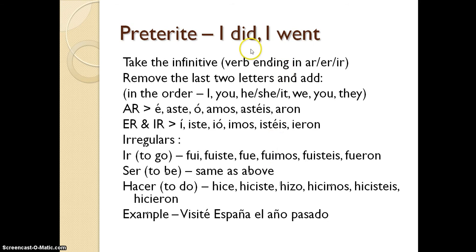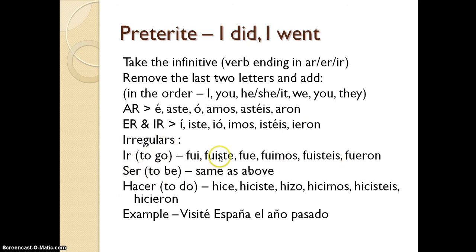Preterite tense, I did or I went, finished in the past. Again, we take the infinitive, verbs ending in AR, ER, and IR, remove these last two letters, in the same order: I, you, he, she, it, we, you, and they. For AR, it's é, aste, ó, amos, asteis, aron. ER and IR: í, iste, ió, imos, isteis, ieron. Irregulars might be ir, to go, which goes to fui, fuiste, fue, fuimos, fuisteis, fueron, and unusually ser, to be, is exactly the same.